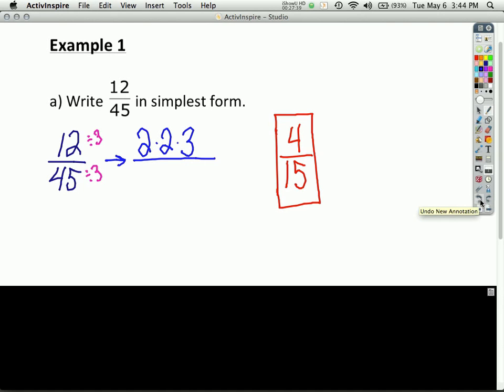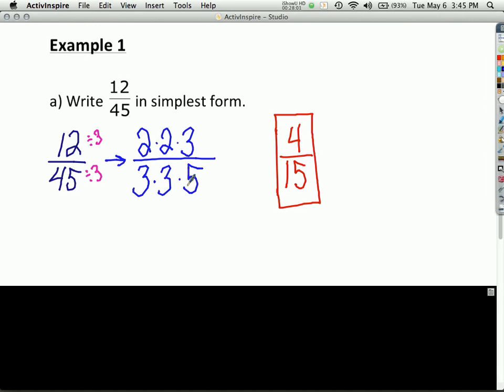So split 45 for me. Stephen? 5 times 9. Very good. Kiara, are both of them prime, or can we split any of them? Which one? Into what? 3 times 3. So now in my head, I've got this: 3 times 3 times 5. That's the prime factorization of 45.